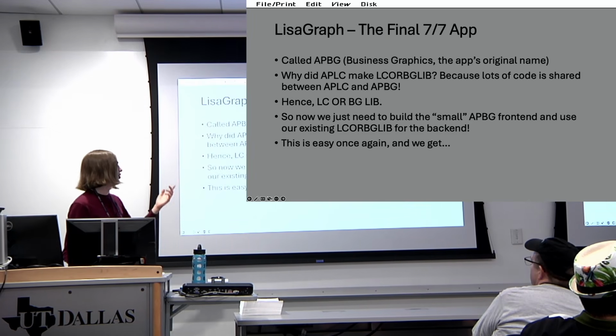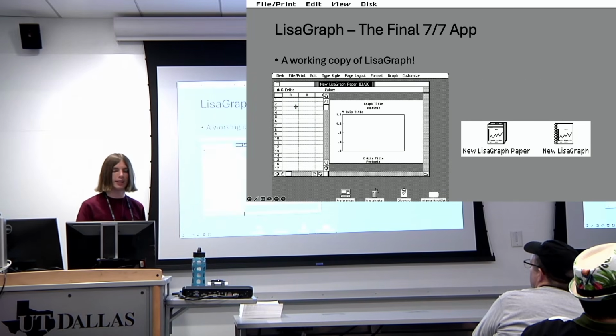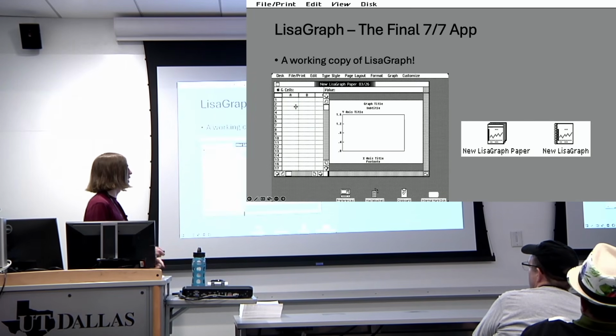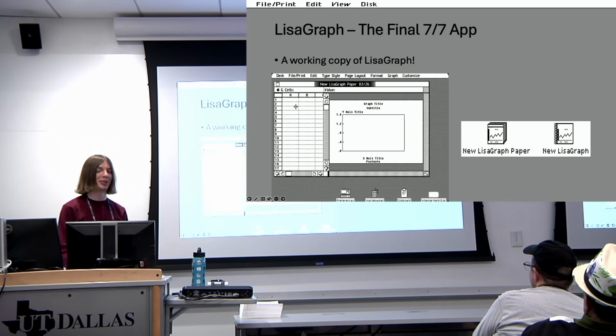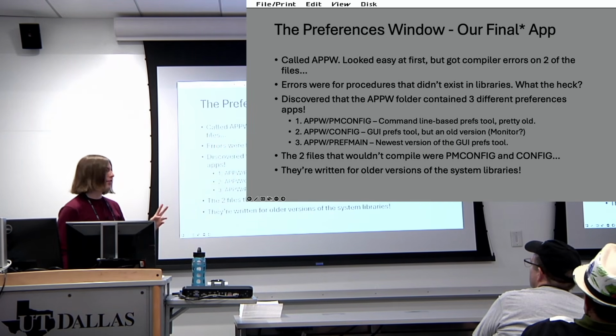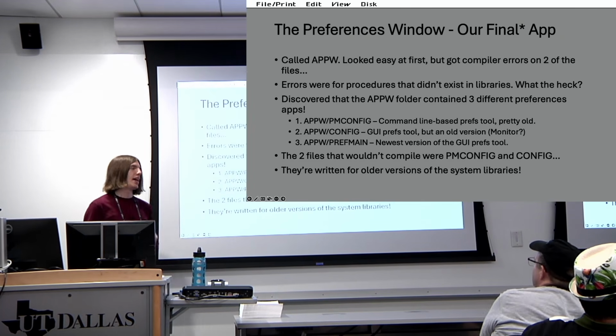And this makes it really easy because Lisa Graph is really tiny, easy to compile and link. And once we do that, there's Lisa Graph. And there's our best icon yet. That looks so close to the original. Really good. So that's all the 7.7 apps. We still have the preferences window, though. And one more app that's not really an app.